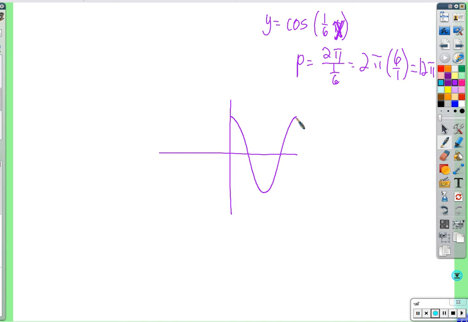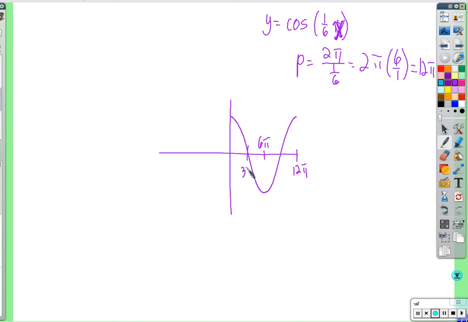Okay. How wide should that cycle be? How big is that period? 12 pi. We just figured out it was 12 pi. So I put a mark there, and guess what that mark is? It's 12 pi. So instead of doing a full size, we're dropping down. This is for cosine.